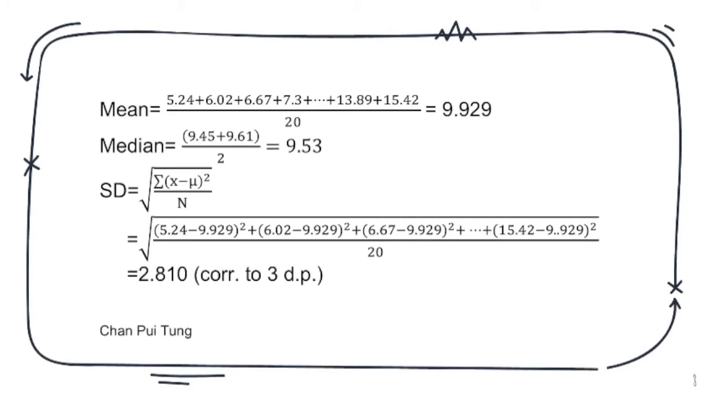And then in the end, the standard deviation is a measure of how dispersed the data is in relation to the mean. So it explains why we need to add up all the data minus the mean and square it, divide by the number of data, and then square root it. So after calculation, like the data minus the mean 9.929 squared and add up all the things divided by the number of data, which is 20, we get the answer 2.810. And that's the end of question 1.3.